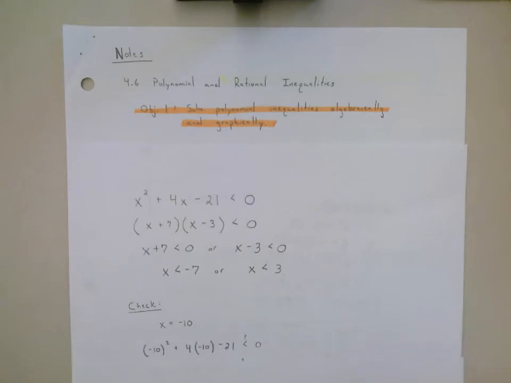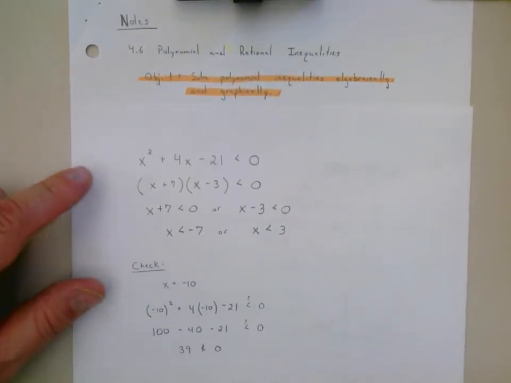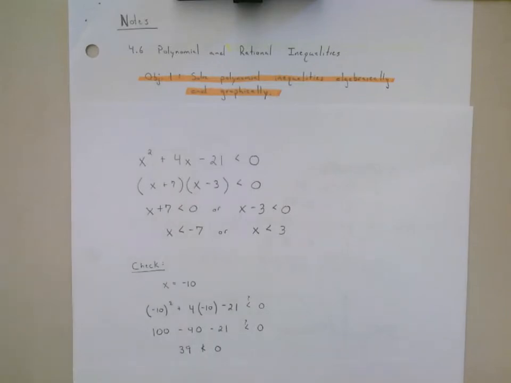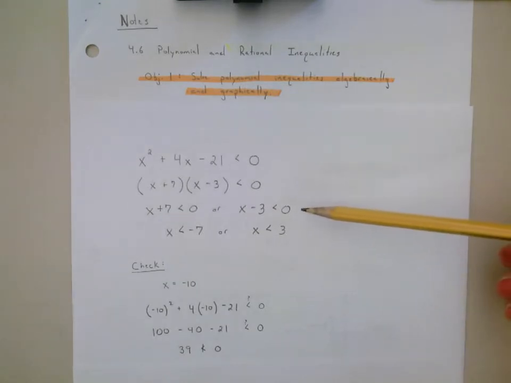By substituting negative 10 into our original polynomial and simplifying, we end up stating that 39 is less than 0. Obviously that is not true. So where did we go wrong? If we go all the way back up to our work where we factored the inequality and then stated that each factor is less than 0, we've made a common error here.